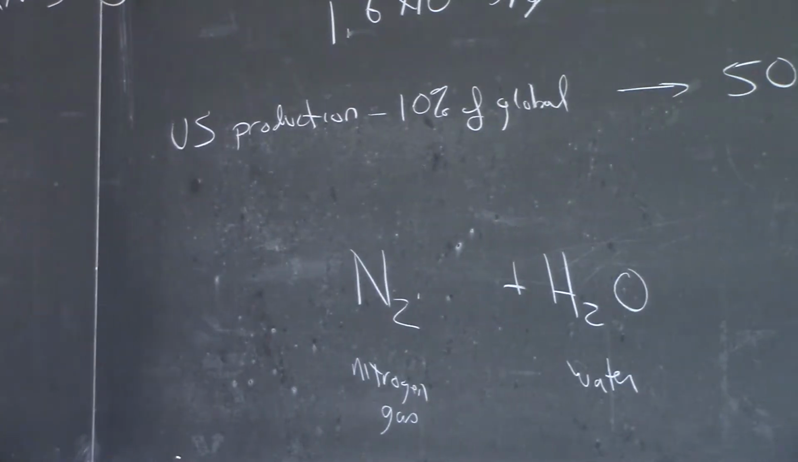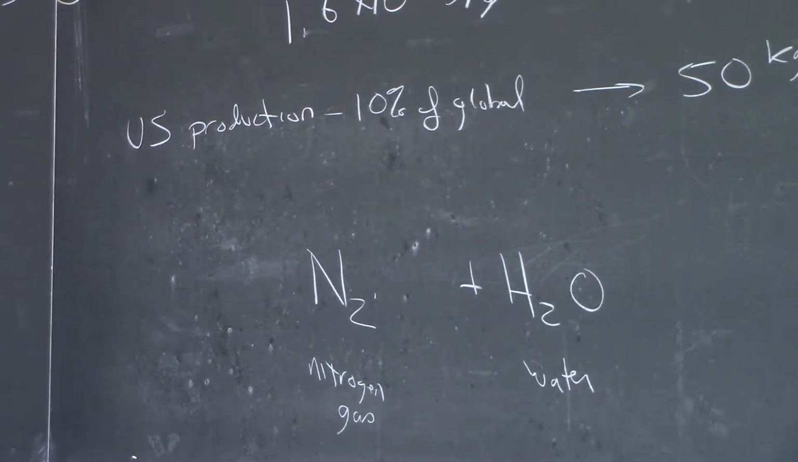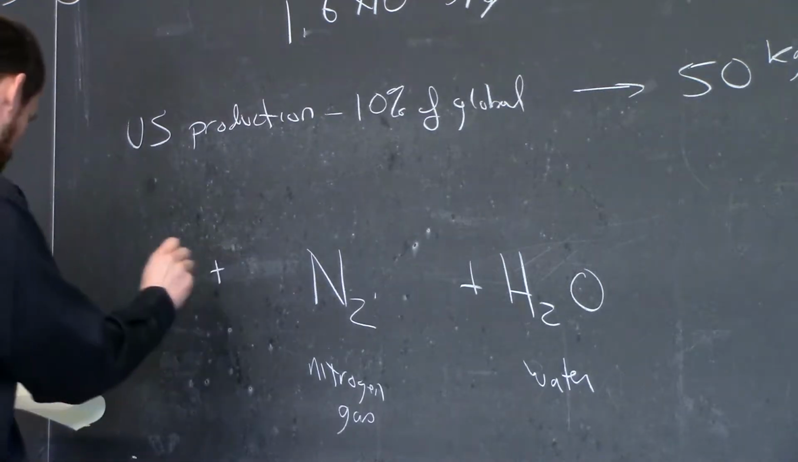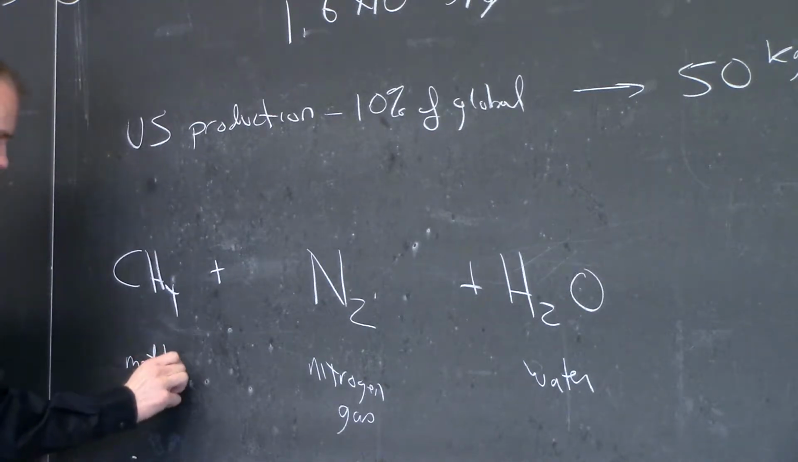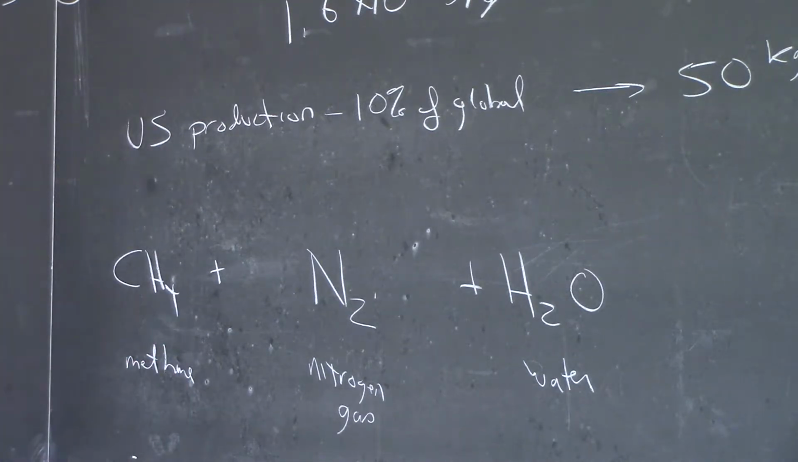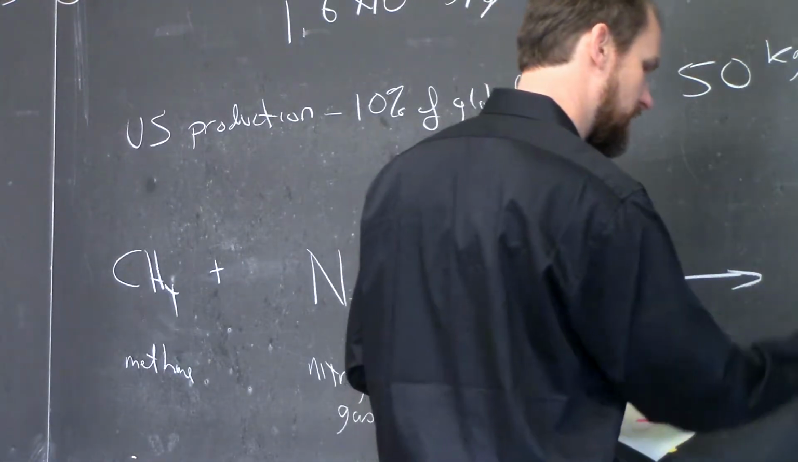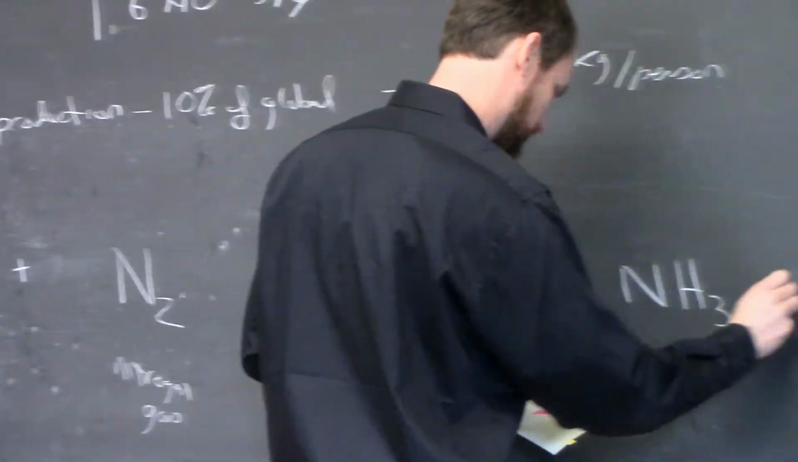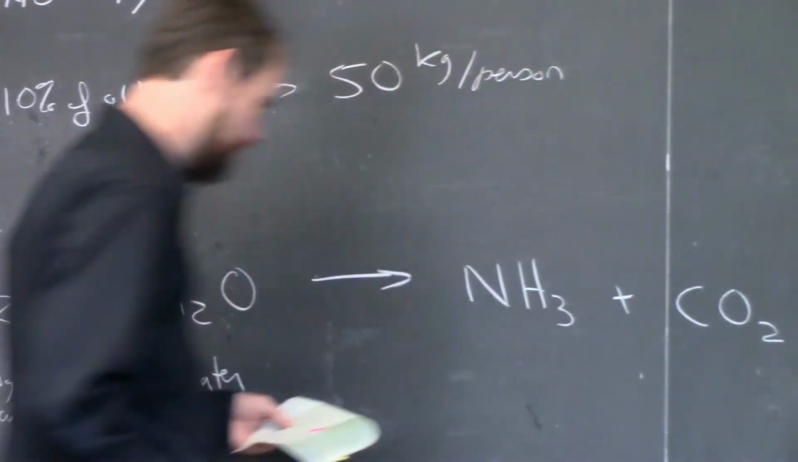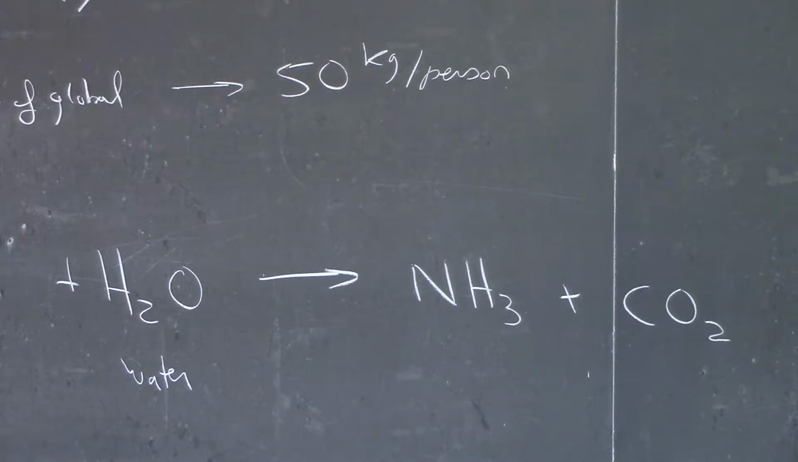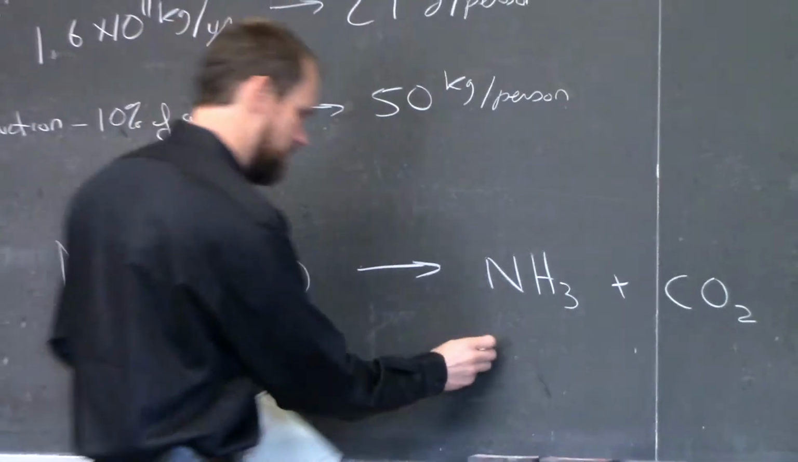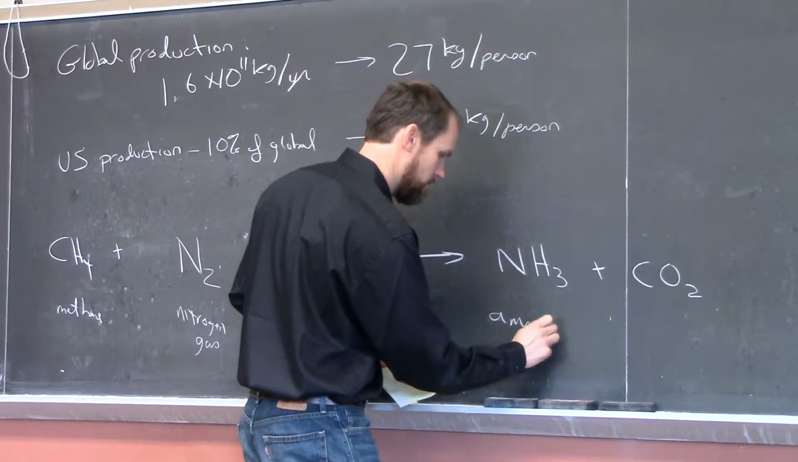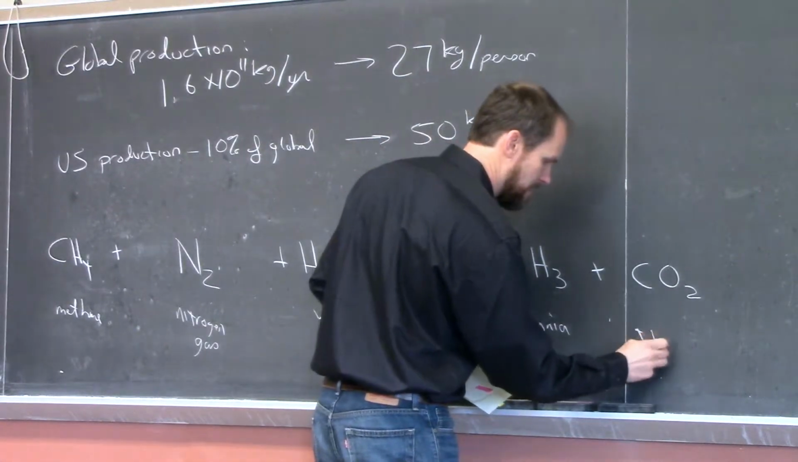Now we've got oxygen. So what else are we going to do? We're also going to add natural gas, methane. Methane, nitrogen and water we're going to use to make NH3 and CO2. So natural gas, nitrogen and water make ammonia, and the byproduct.